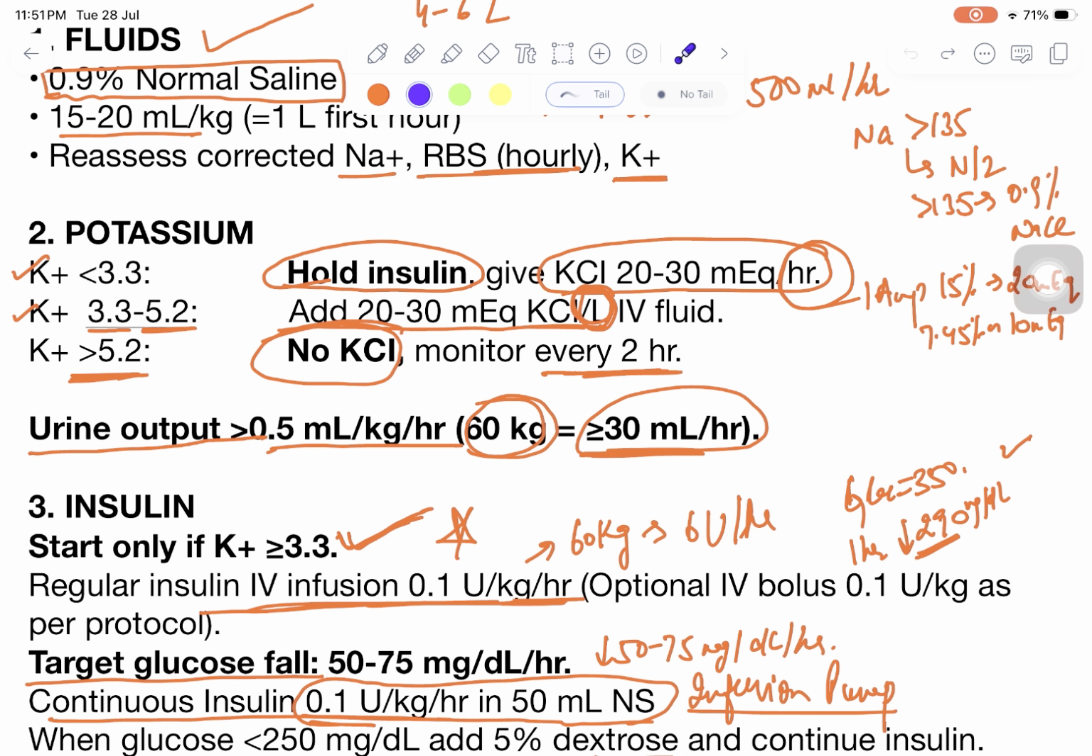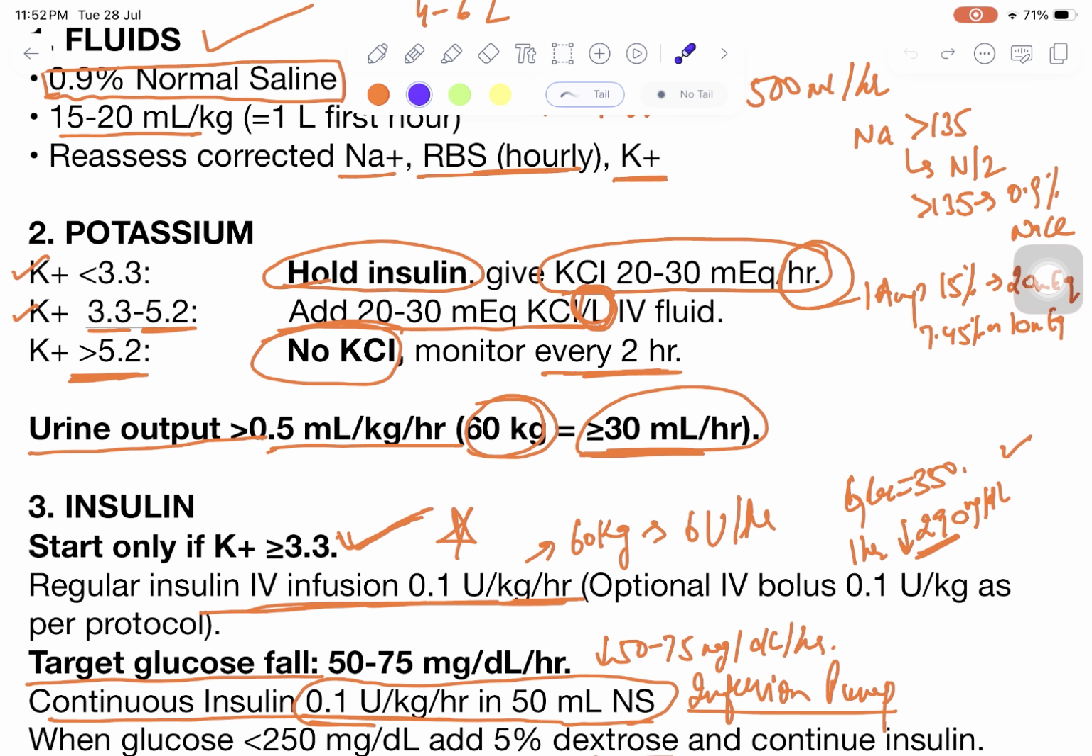If potassium is 3.3 to 5.2, then you have to add 20 to 30 milliequivalent of KCl per liter. So whether you give it over 2 hours or 3 hours, in that 1 liter you have to replace KCl 20 to 30 milliequivalent. You can add 1 ampule of 7.45%, 10 milliequivalent, in 500 ml, then again you can repeat.